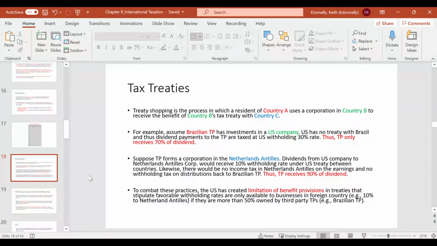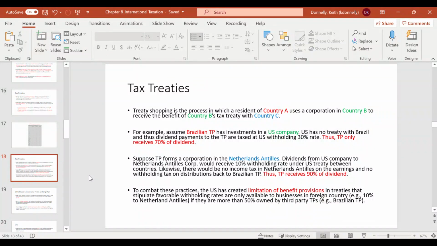Now let's instead say we're going to do some treaty shopping. And let's say that we, as country A, Brazil, are going to form a corporation in the Netherlands, country C in this case. So dividends from the U.S. company to the Netherlands would receive a 10% withholding rate under the U.S. treaty between those two countries. Likewise, there'd be no income tax in the Netherlands on the earnings and no withholding tax on the distributions back to Brazil.